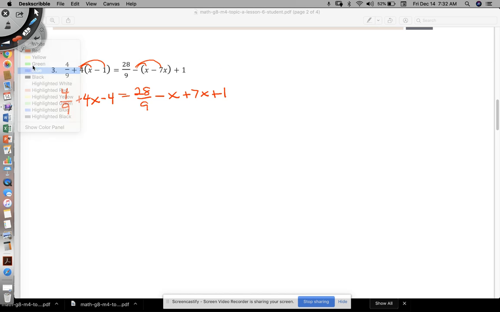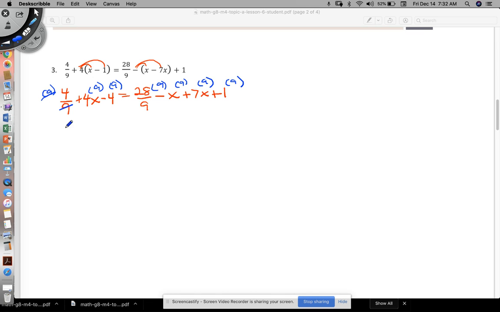Let's combine our terms. Okay. Actually, before I combine my terms, I'm going to get rid of fractions. Do you notice that I have 9s on both of these? So I'm just going to multiply everybody by 9. And I know it seems like a lot of work, but it gets rid of that fraction, and you don't have to deal with it later. So everybody gets multiplied by 9.